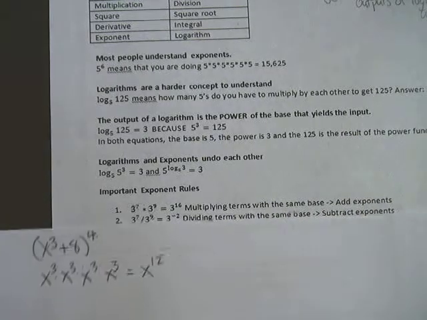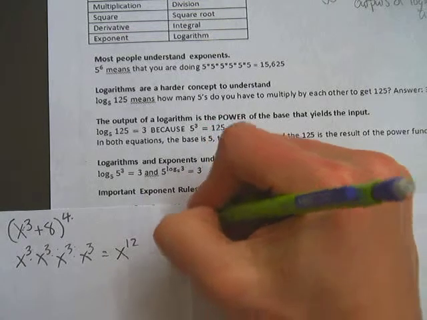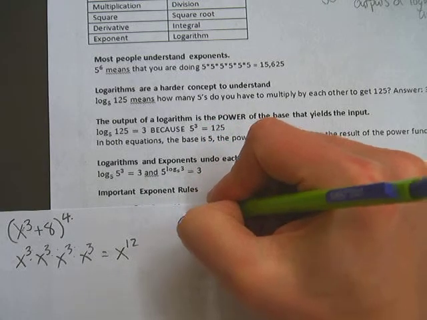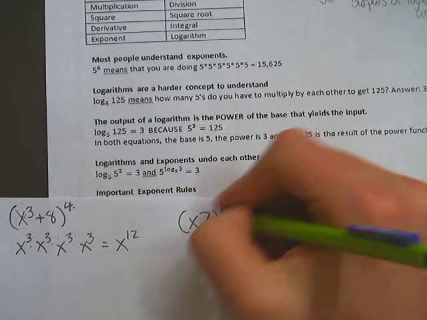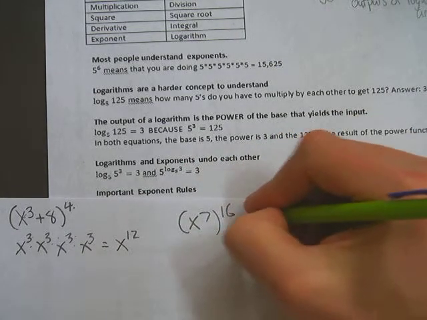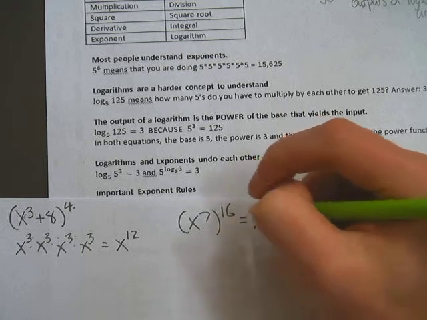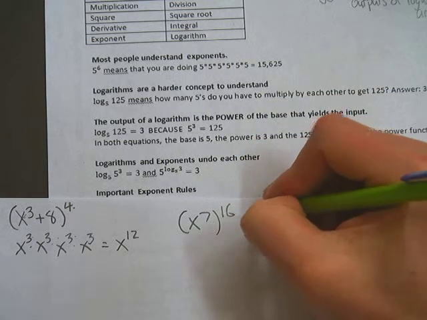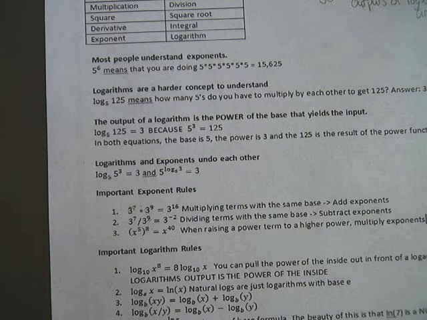And we can do this with simpler examples like the one I have there. We can just do x to the 7th to the 16th power. This is x to the 7th multiplied by itself 16 times. So I could write out all those x to the 7ths, or I could just multiply their powers. And so 16 times 7 is 112. And that's it.